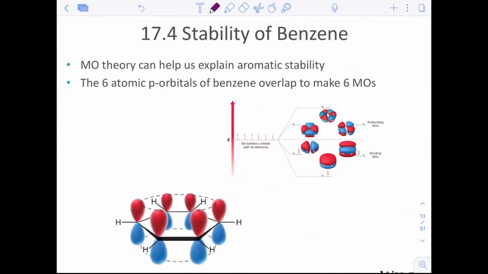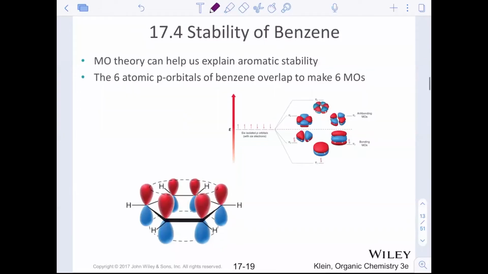So MO theory can help us explain this. When we look at benzene, what we are actually looking at is a 6 atomic p orbital system of overlapping MOs. And so if we remember our MO theory from last chapter, for every p orbital that we have, and we have 6 in benzene, one from each of the carbons, we have the same amount of MOs. This is the MO diagram for benzene over here. We have the HOMO and the LUMO identified, right? But we do see that there are 3 lowest energy MOs and 3 higher energy MOs that are unfilled, right? 3 bonding and 3 antibonding.